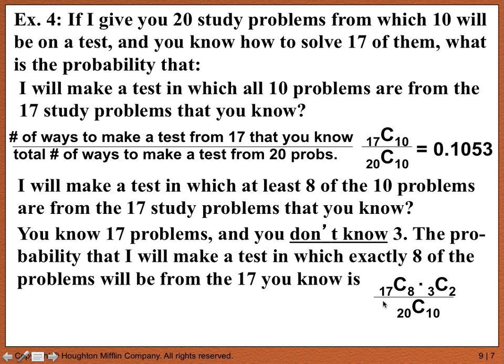Okay, so the 17 here is the pool of problems that I studied. The 8 is the subset of that pool. Okay, so this 8 represents the 8 questions taken from the 17 that I know. And these are the 8 questions that I will know on the exam. Now, the reason I multiply that by 3C2 is because I also need to take into account the 2 questions on this exam, which are from the 3 problems that I don't know. Okay, so that's why this 3 is here.